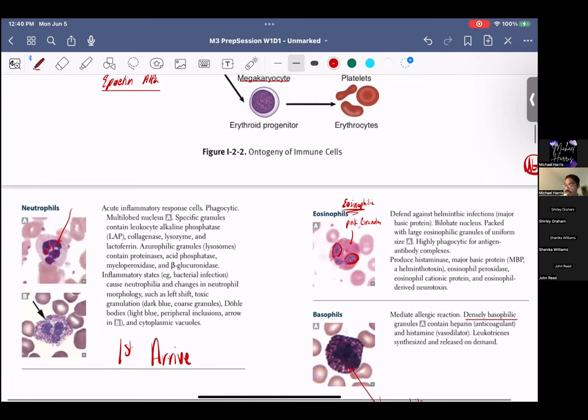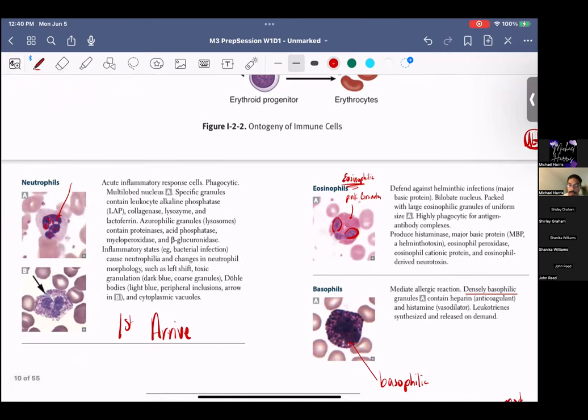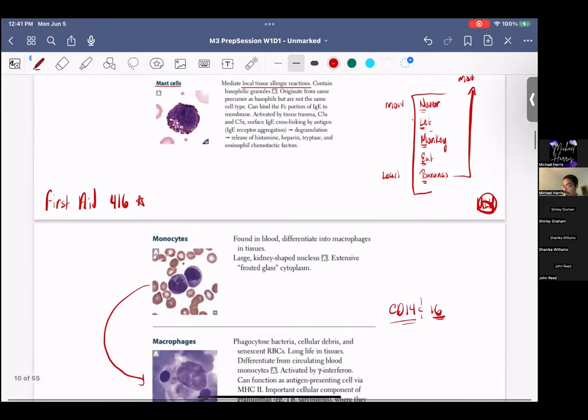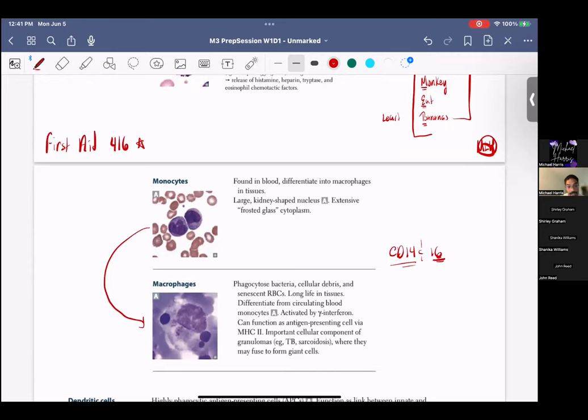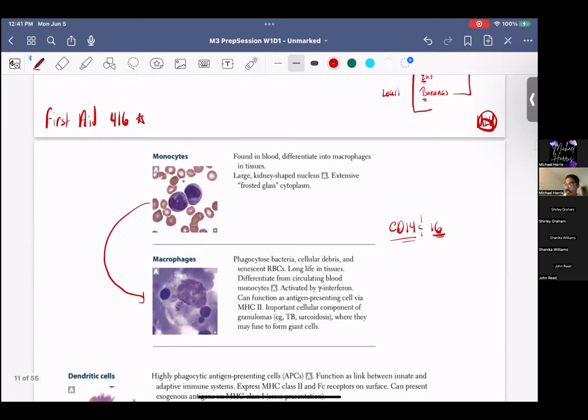Neutrophils. What are the CD markers for that? If I wanted to see if someone had a CD marker for neutrophils, CD14 and CD16. Perfect. Good. Make sure you remember both of them. So neutrophils and monocytes or macrophages have CD14 and CD16 on them. Great. Now, there's another marker that we'll talk about later that's going to help differentiate the two of them. But that's just the two markers for these guys.